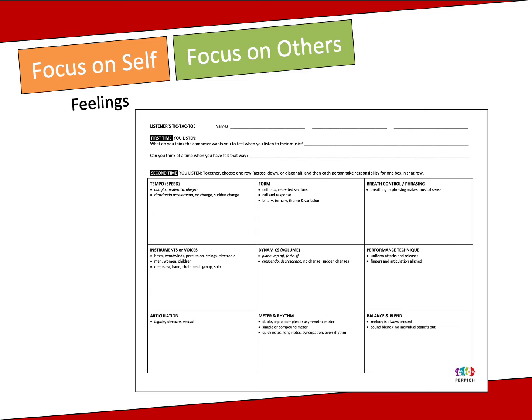For the second listening, have the group choose one row, either across, up and down, or diagonal, and then each student in the group listens to and describes the element in only one box. In this example, notice the first 2 columns are elements, and the right column is performance skills.